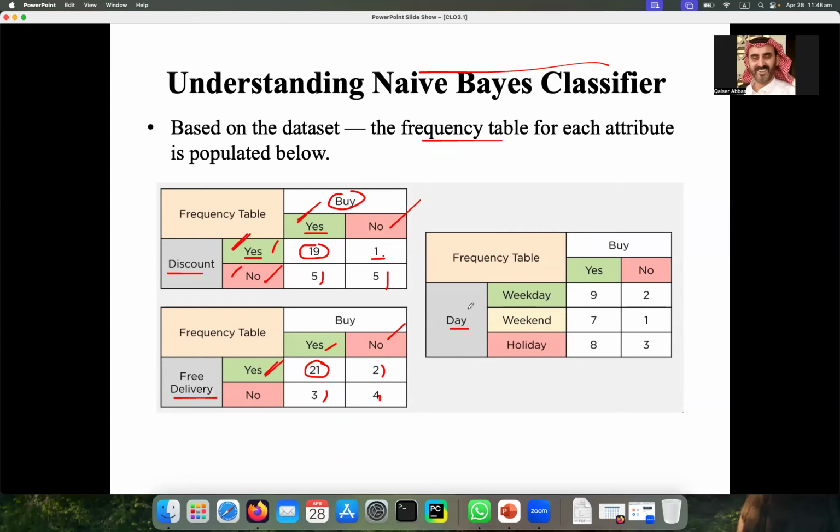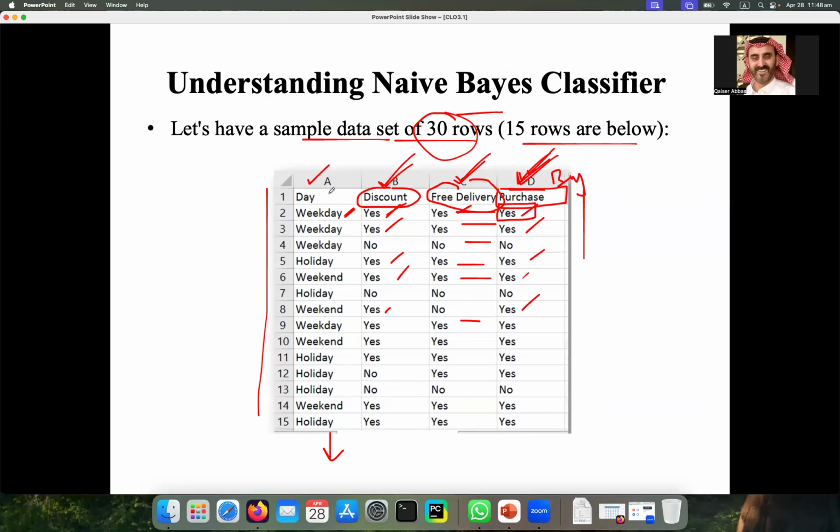Similarly, you can make this frequency table for the day and the buy. And day is this, and buy is the same. Buy is the output.